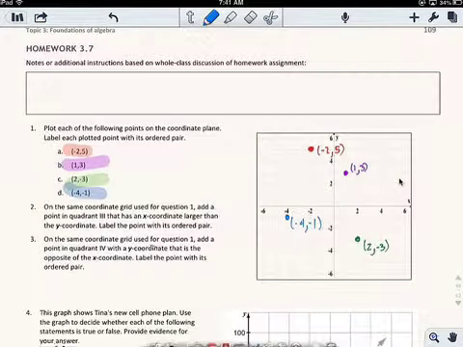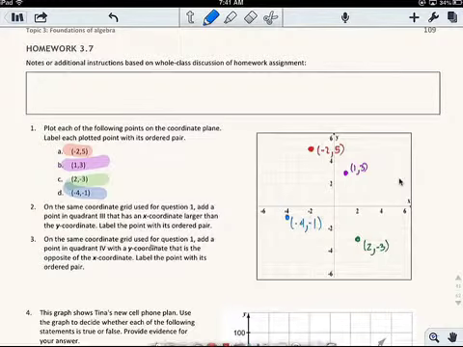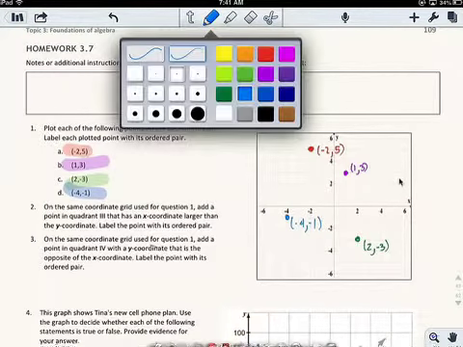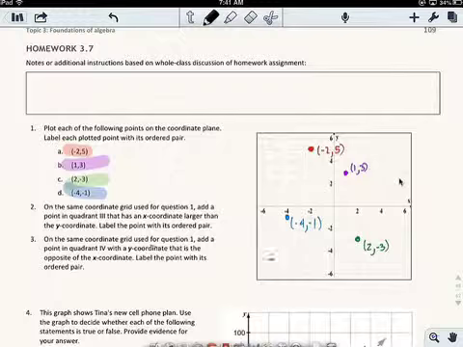On the same coordinate grid used for question 1, add a point in quadrant 3 that has an x-coordinate larger than the y-coordinate. Label a point with its ordered pair. Okay, so quadrant 3, I'm going to do this in black. Quadrant 3 is down here. And usually we don't write a 3, we write the Roman numeral 3. That means that we're in quadrant 3.